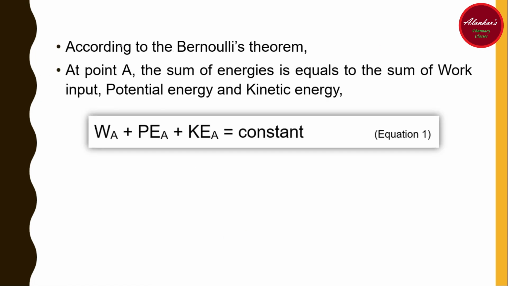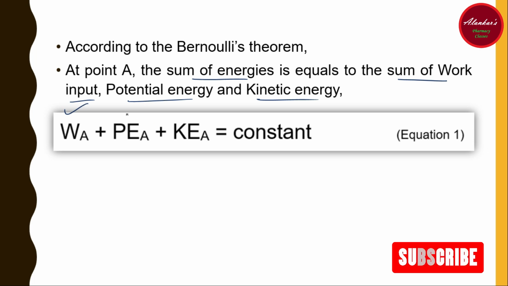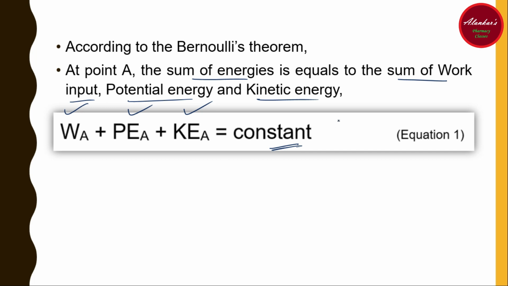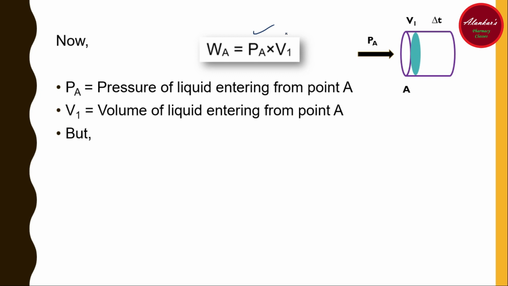Now according to Bernoulli's theorem, the sum of the work input, potential energy and kinetic energy is constant. It can be represented as WA, the work input, plus the potential energy at point A, plus the kinetic energy at point A, and that equals a constant according to Bernoulli's equation. Let us assume that this is equation 1. Work input is equal to the pressure at point A multiplied by V1. Now what is this V1?